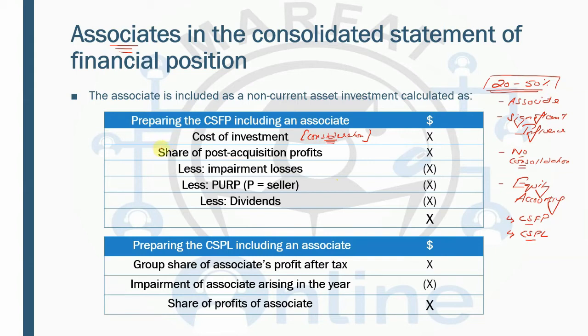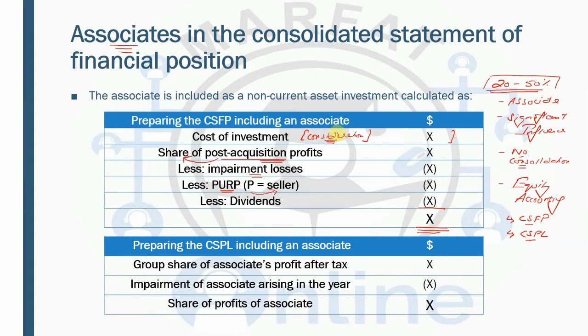And now after the acquisition, whatever the associate is going to earn is known as the post-acquisition profit. In that post-acquisition profit, there will be the share of the parent. This share of the post-acquisition profit will be added to the value of the investment made by the parent in the associate. If there is any impairment, that will be deducted. If there is any unrealized profit when the parent sells to the associate, that will be deducted. And if there are any dividends which have been paid by the associate to the parent, that will be deducted as well. This net figure will be recorded in the consolidated statement of financial position.